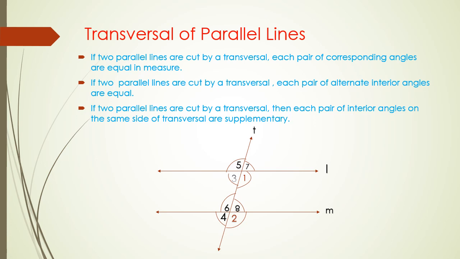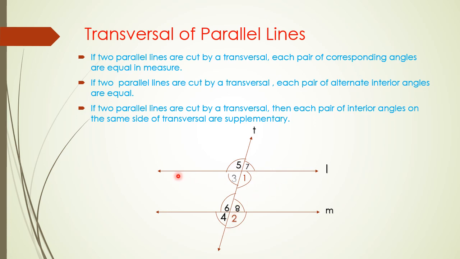Transversal of parallel lines. If two parallel lines are cut by a transversal, each pair of corresponding angles are equal in measure. If two parallel lines are cut by a transversal, each pair of alternate interior angles are equal. If two parallel lines are cut by a transversal, then each pair of interior angles on the same side of the transversal are supplementary. Children, let us see these different points one by one.